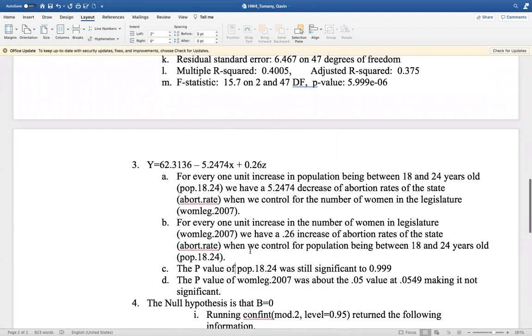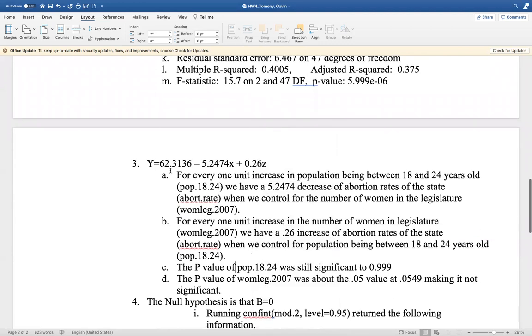And when you look at this and you are going to read it, these are more marginal explanations of what's going on. So for this one, it's saying for every 1 unit of increase on population, which is X, we have a 5.24 decrease for abortion rates of the state when we control for the number of women in legislature.